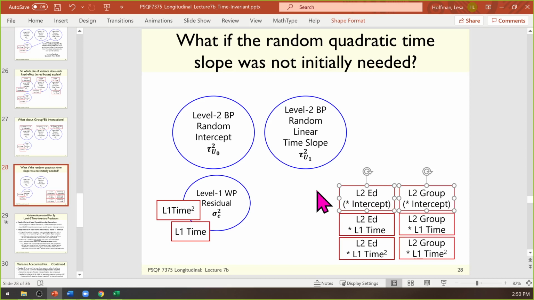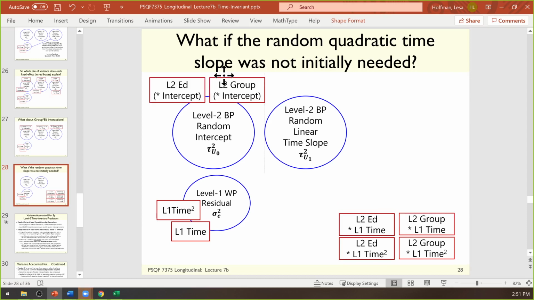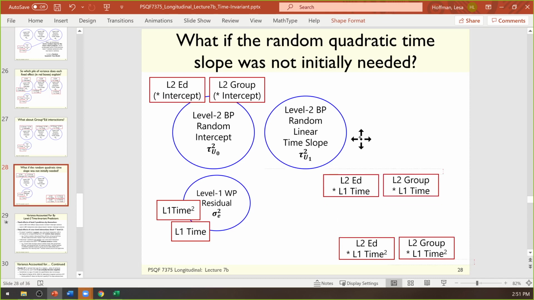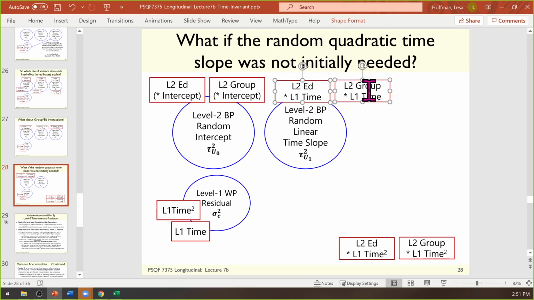Okay, so fixed quadratic random linear. So I don't have a quadratic variance pile to be explained. So level 2 education and group as main effects. Anything different there? Nope, they go over here still. Level 2 group by level 1 time and level 2 education by level 1 time. Anything different there? Nope, they have the word time in them. Time is random, so we'll put them down here. Make it look like the other picture for a moment. There we go. Now these guys.